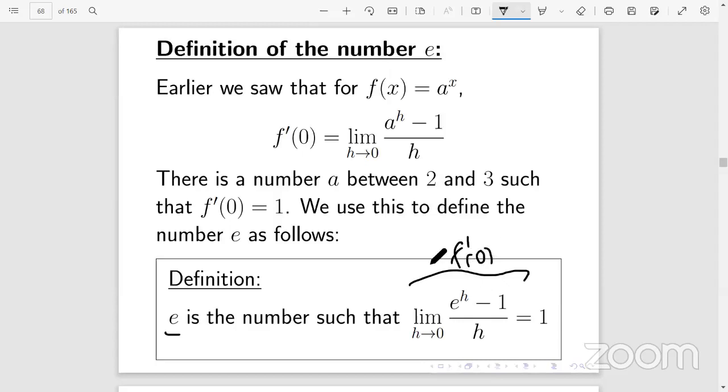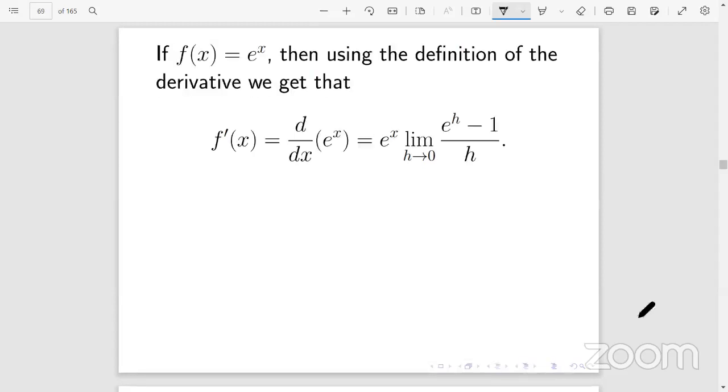So if it's e, then f prime at 0 gives us 1. And this is how we define our number e. So e is that number such that the derivative of the exponential function e to the power x, meaning the gradient of the tangent of that exponential function on the y-axis, is equal to 1.